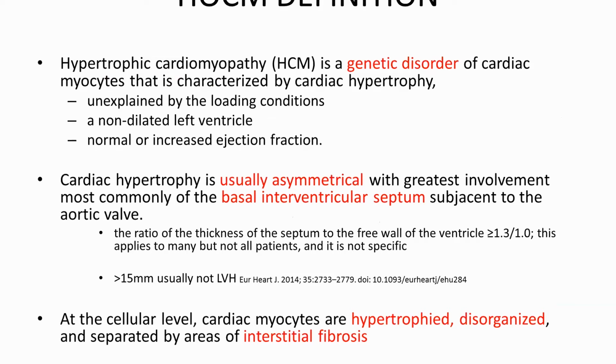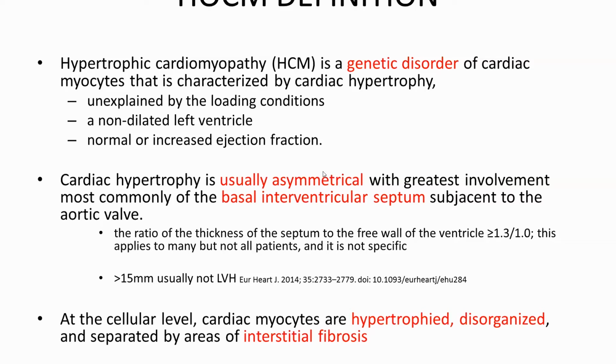I don't want to make this about HOCM, but I just want to show you some images. But just briefly, we all know it's a genetic disorder. It's characterized by cardiac hypertrophy. It's generally normal or increased ejection fraction and normal size ventricular cavity. And none of that's explained by loading conditions like hypotension, etc.